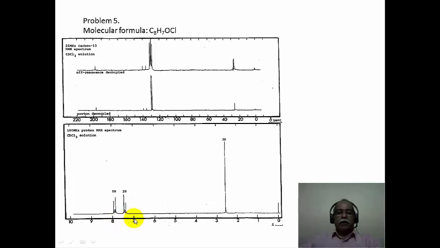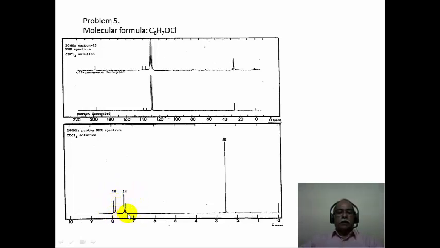This is a typical aromatic region between 7 and 8 ppm in the proton NMR spectrum. You can tell here that this is a 100 megahertz proton NMR spectrum recorded in a chloroform solution, which is a deuterated chloroform solution. Now the deuterated solvent is used for recording the NMR.